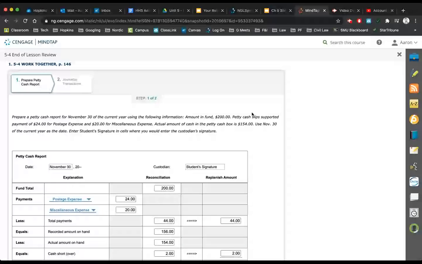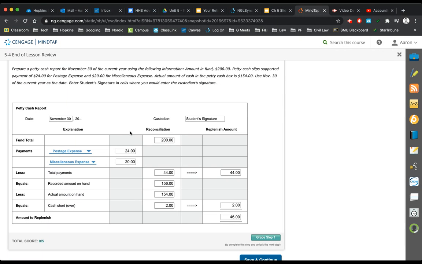The petty cash slips: we made payments for postage expenses of $24 and $20 for miscellaneous expenses. So postage expense for $24, miscellaneous expense for $20. We add those 2 things up, equals $44. Carry that over to this amount. And so the recorded amount on hand: $200 minus $44 equals $156.